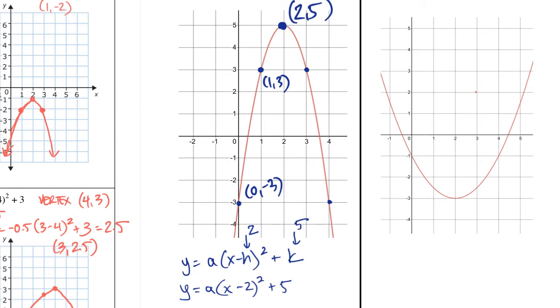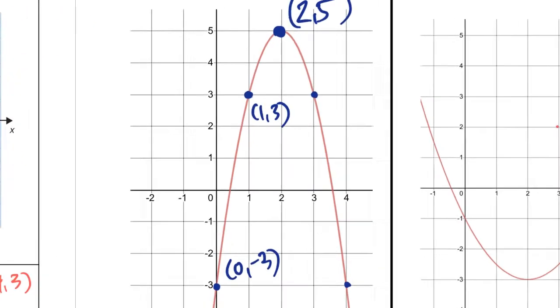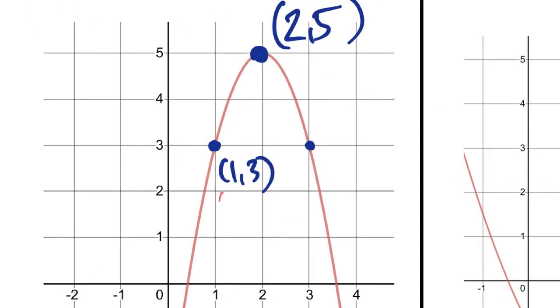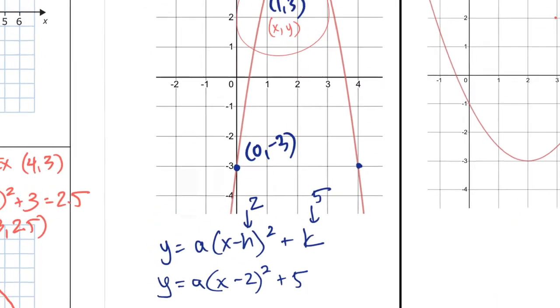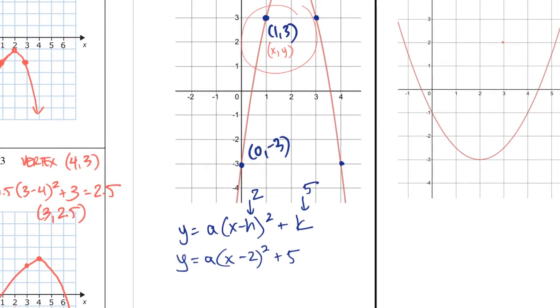And what we're going to do is put the (1, 3) into the equation, and then we're going to solve for a. So remember, when you have a point like (1, 3), the 1 is going to be the x part of the coordinate, and the 3 is going to be the y part of the coordinate. So I'm going to plug in (1, 3) in place of x and y in our equation. So how's that going to look?